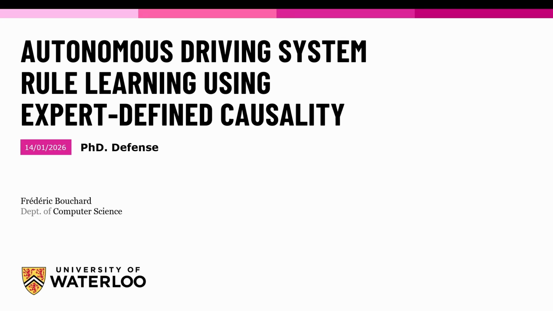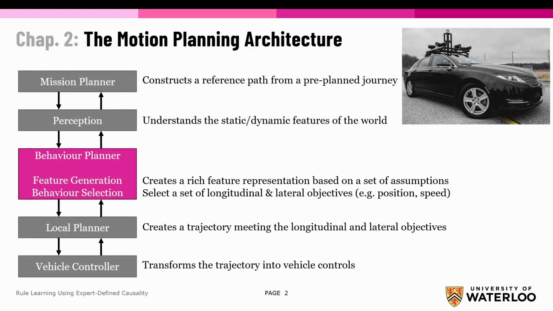So today I'm going to present my PhD defense, which is called Autonomous Driving System Rule Learning using Expert-Defined Causality. Before we dive into the problem, let's try to understand at a high level how the autonomous vehicle works. The autonomous vehicle, such as the one on the top right here, needs to solve the motion planning problem, which is simply how can you drive in an uncontrolled environment.